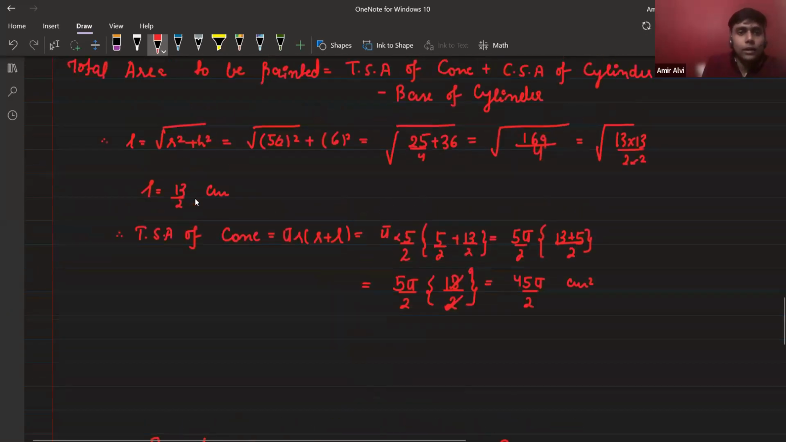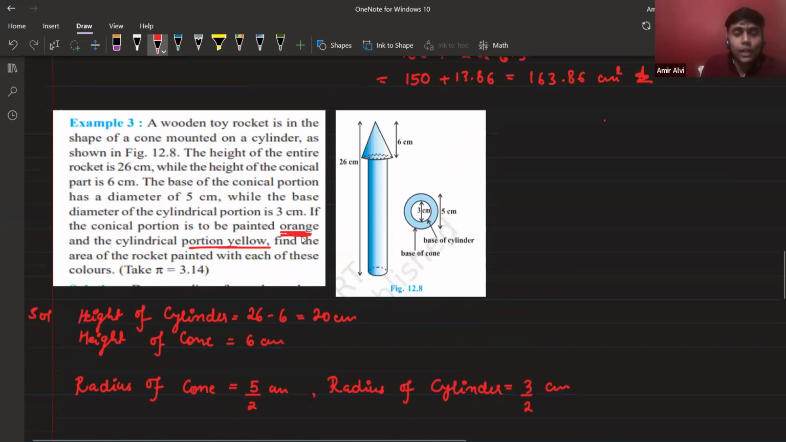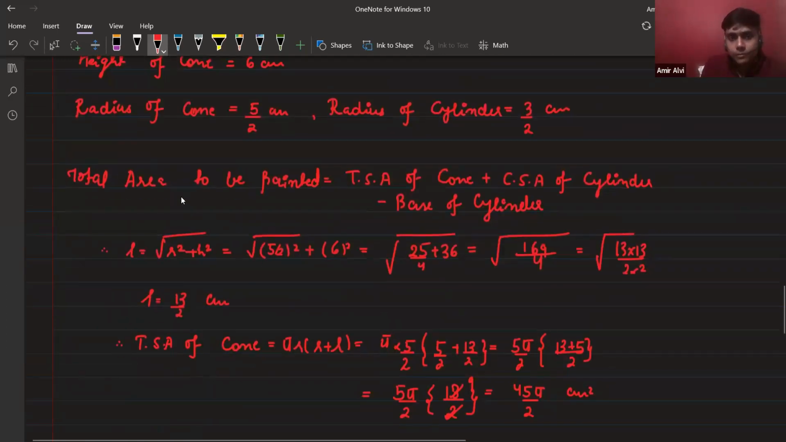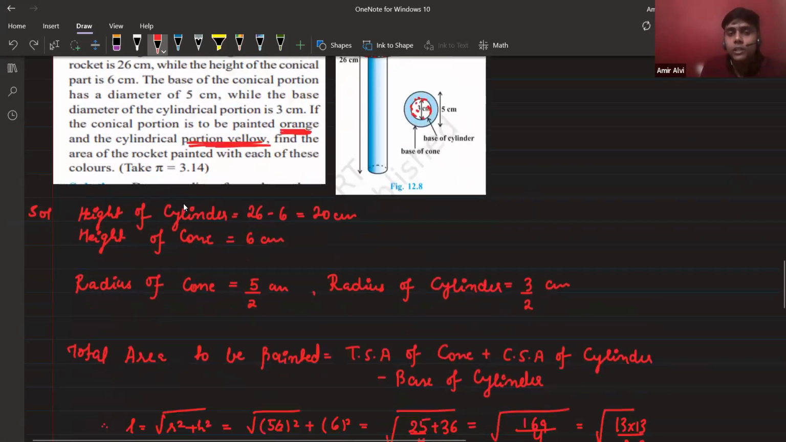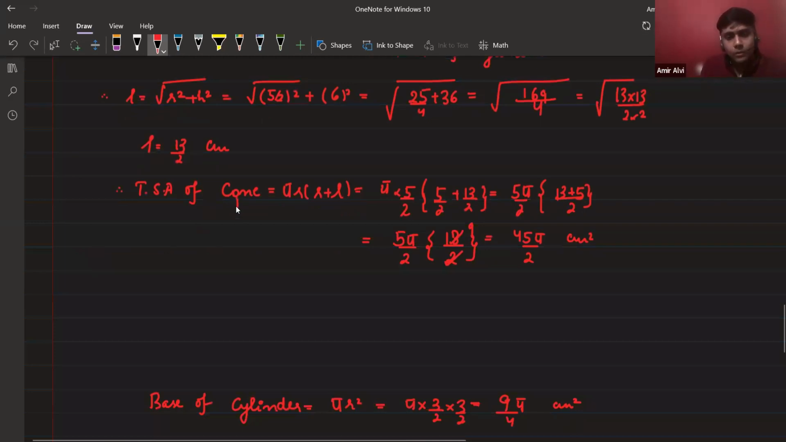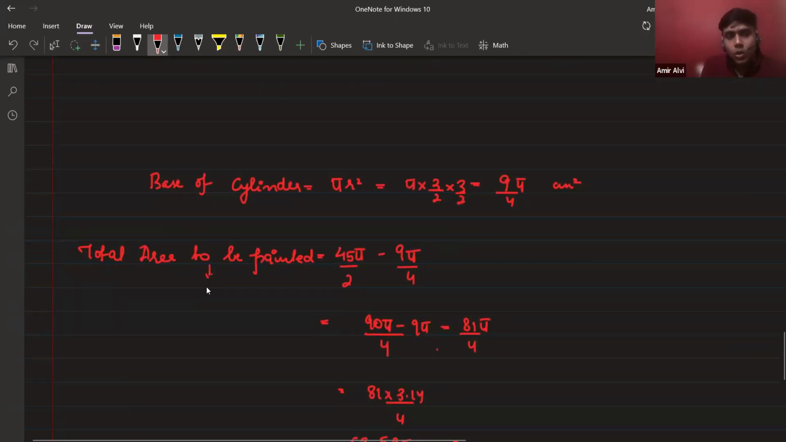Look, I didn't notice this part, that we have to calculate the separate area of the orange color and the yellow color. In the orange color, only the cone part will be there: the curved surface area and the base part of the cone. Why did I subtract the cylindrical part? Because this part will not be painted. Clear? So this area is for orange. Is everybody clear? Everybody got it at this point? Yes, sir. So this is the orange part.